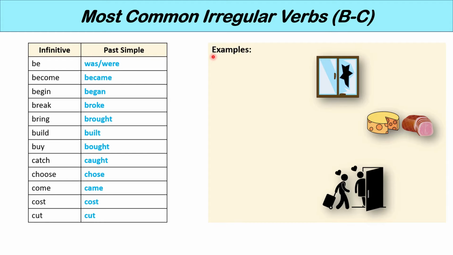I want you to repeat after me. Be is the infinitive, and in the past simple, was or were. Become, became. Begin, began. Break, broke. Bring, brought. Build, built. Buy, bought. Catch, caught. Choose, chose. Come, came.